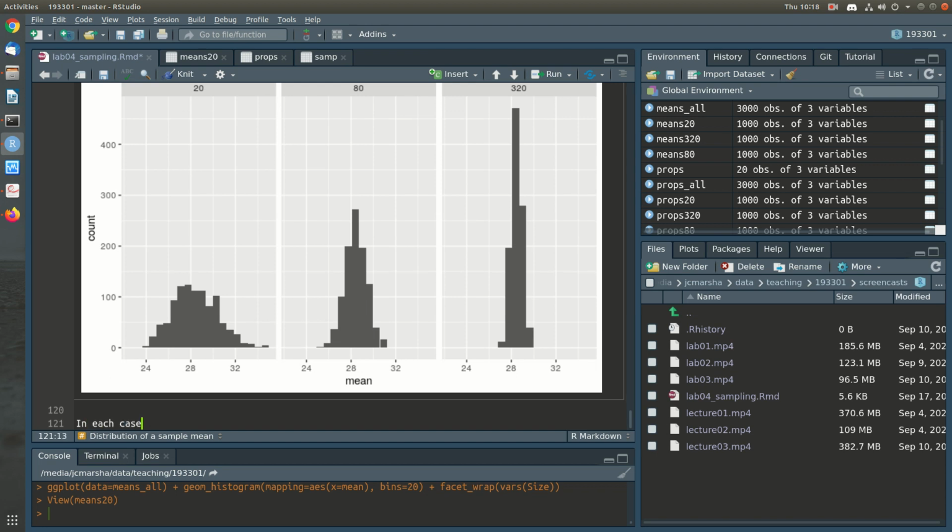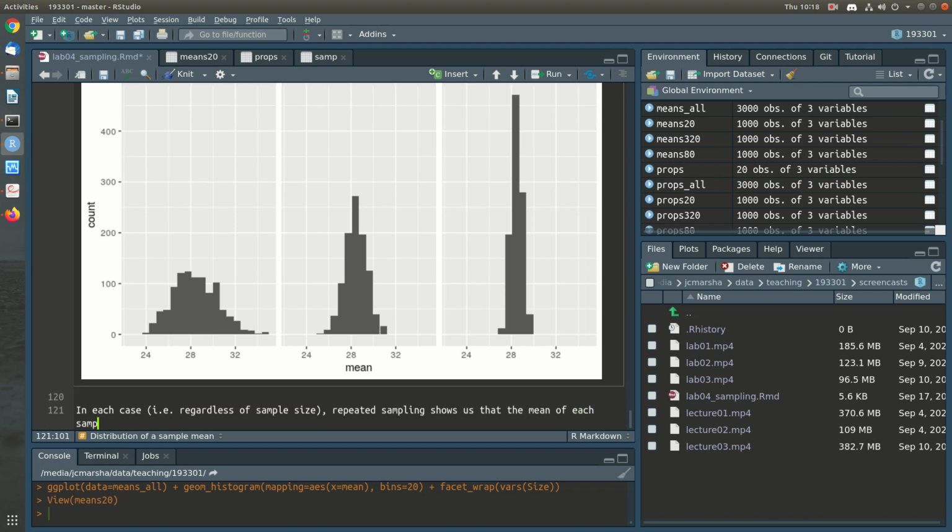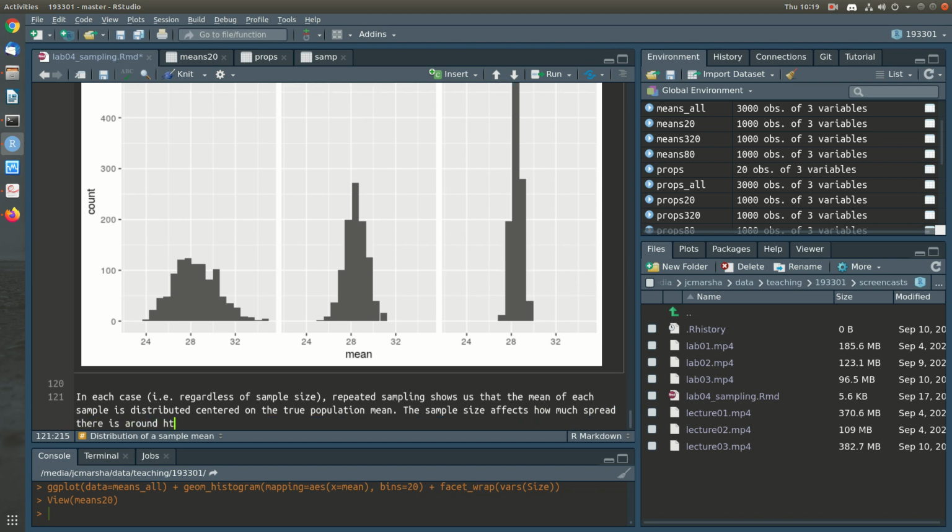So in each case, i.e. regardless of sample size, repeated sampling shows us that the mean of each sample is distributed such that it is centered on the true population mean. Okay, the sample size affects how much spread there is around the truth.